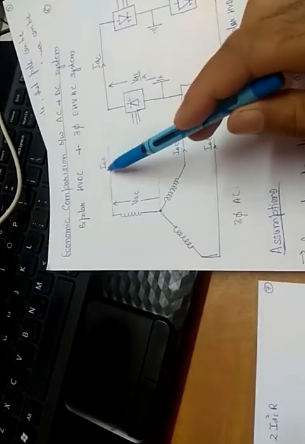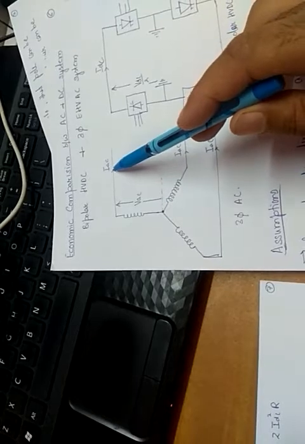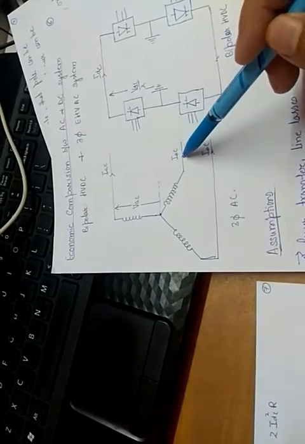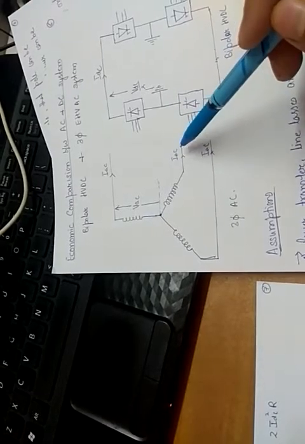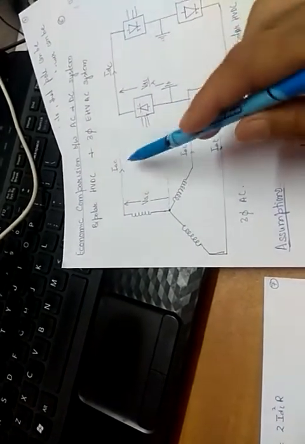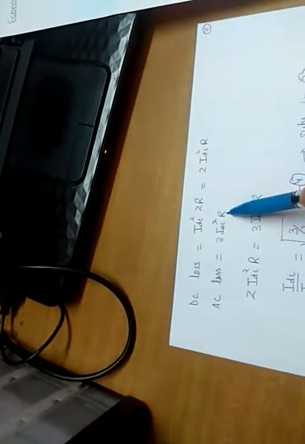What will be the losses in AC? I have 3 phases. The current in this phase is I_AC and the resistance of this line is R. It is a balanced system, so the current in each phase will be I_AC and the resistance of each line will be the same. So what will be the total losses? It will be 3 I_AC square into R, because I_AC square into R is the loss in one phase.